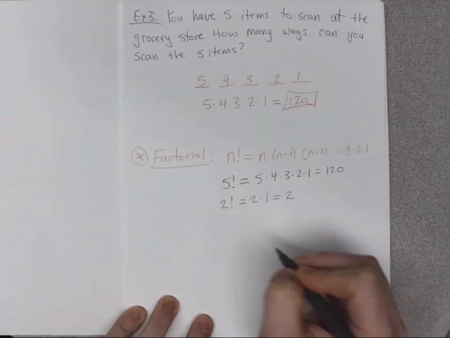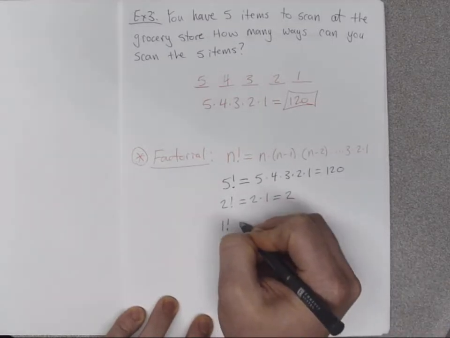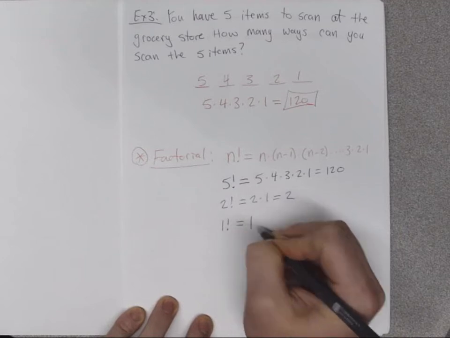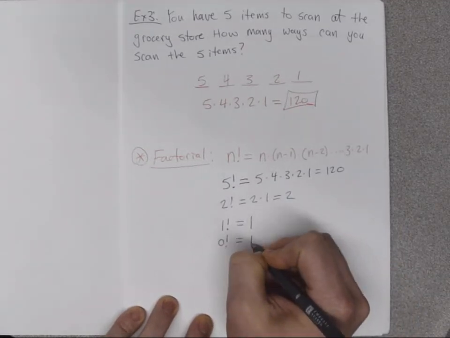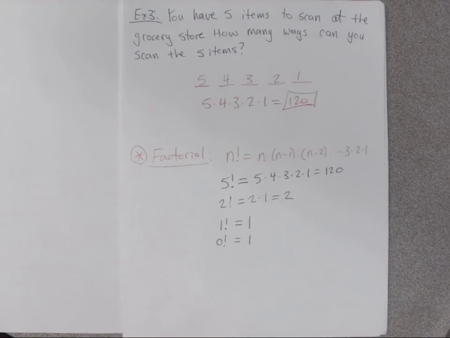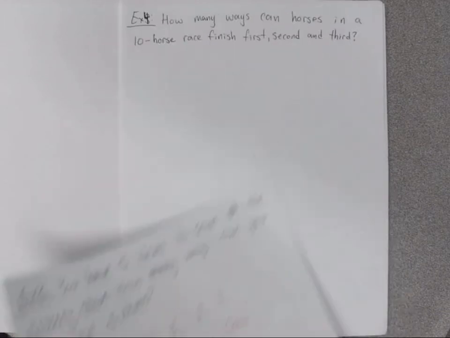There are some special cases. 1 factorial is just 1. And then 0 factorial is also 1. So we'll be using this quite a bit. Just make sure you're comfortable with factorial. You'll see this again here momentarily.